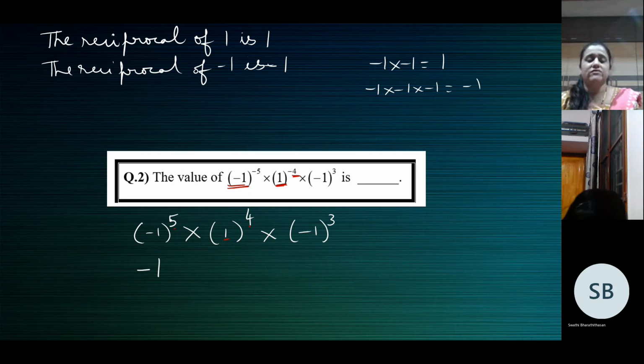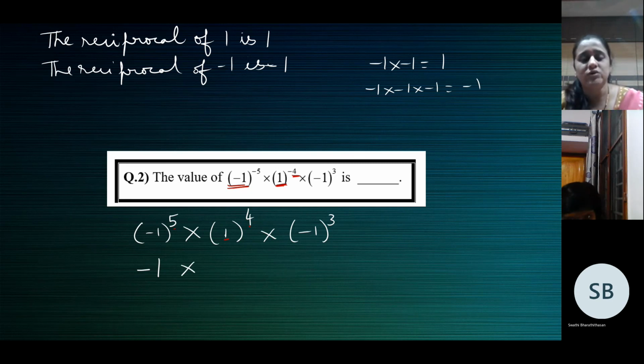-1, the whole power 5. It's very simple. -1 is multiplied with itself 5 times. 1 into 1 into 1 into 1 into 1 is 1. And minus sign, 5 minus signs. So it will be -1. That's what it is.